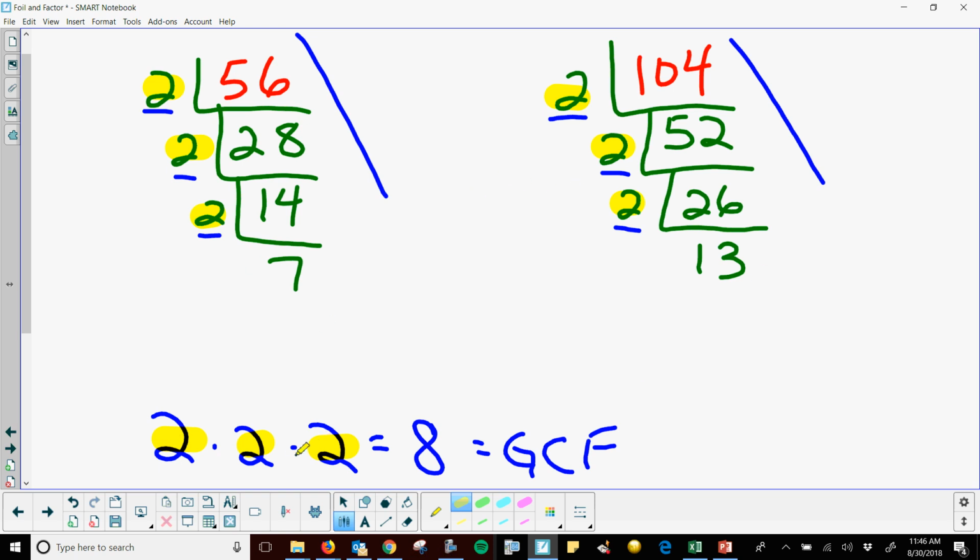So I piece all these back together, multiply them, and I get 8. 8 is the greatest common factor. It is the biggest number that can divide evenly into both of these. And we found it just by breaking them apart and figuring out what kind of matches we can make.